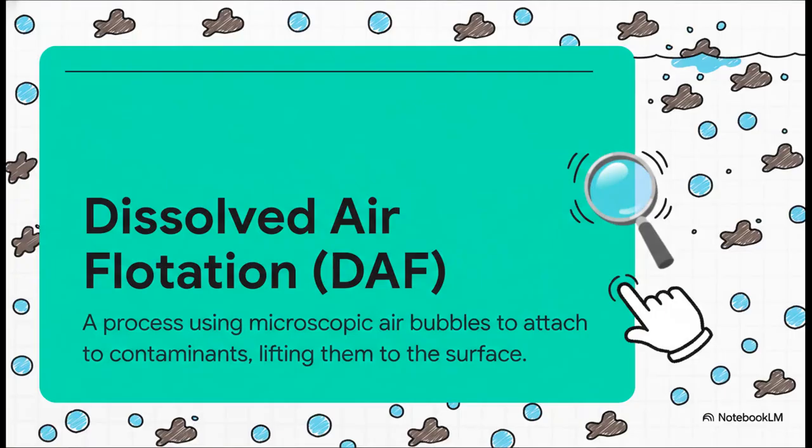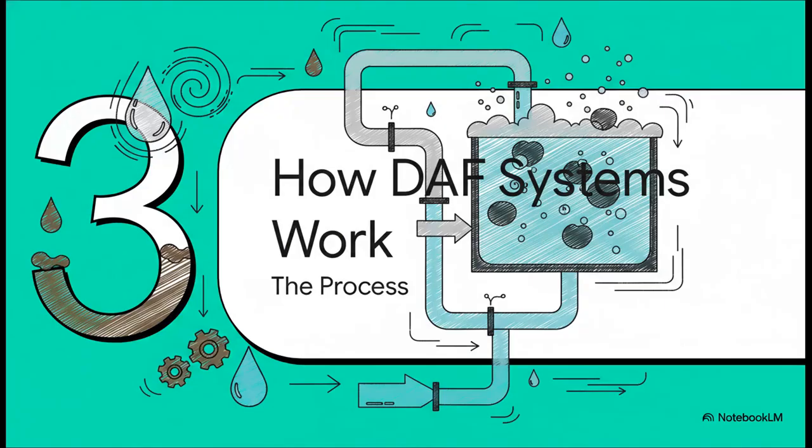So let me introduce you to the hero of our story, dissolved air flotation, or DAF for short. The whole idea is just genius in its simplicity. It uses millions of microscopic air bubbles that latch onto all the contaminants and lift them up to the surface. Just think of them as tiny little life rafts for all that unwanted gunk. Okay, so how does this technology actually turn that filthy water into clean water? Let's break down exactly how it all works.